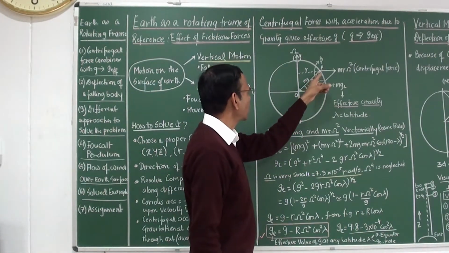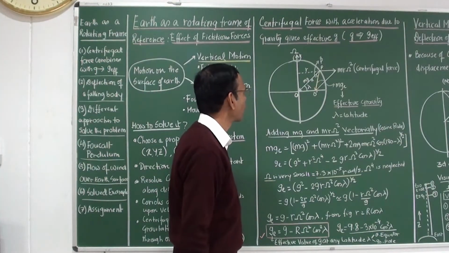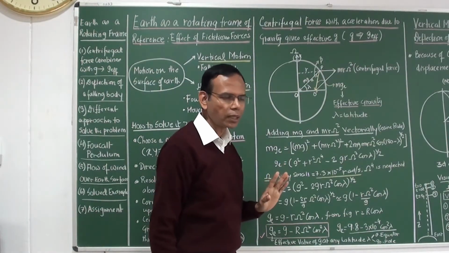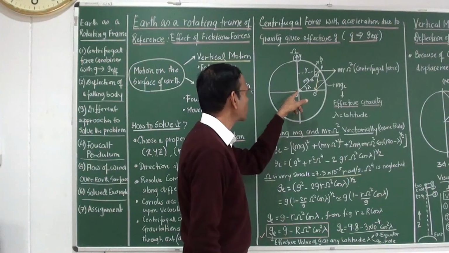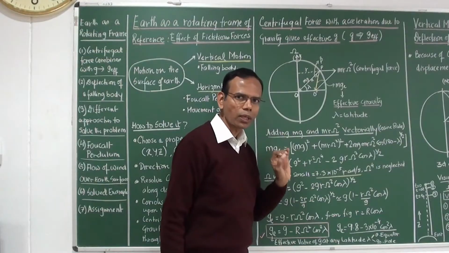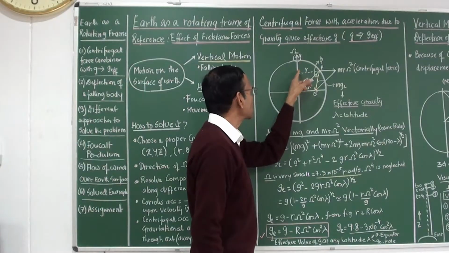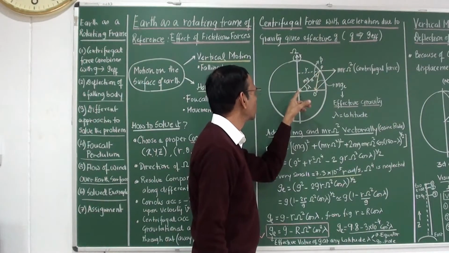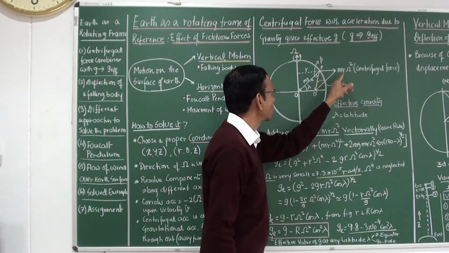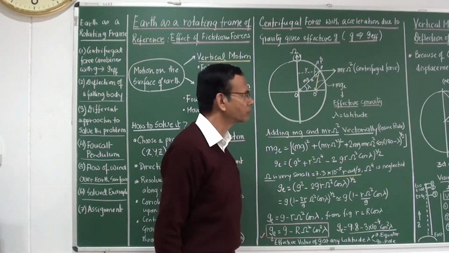Now consider a particle over a point P over here of mass m. That particle will experience a weight, that is mg, directed towards the center of the Earth. It will experience a centrifugal force m omega square r outward from the axis of rotation, not from the center, but from the axis of rotation. This is the axis of rotation. It is outward, m omega square r or m r omega square. That is your centrifugal force.